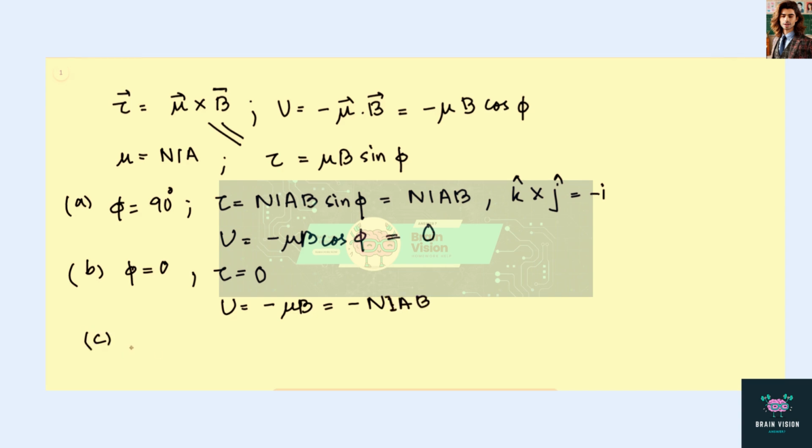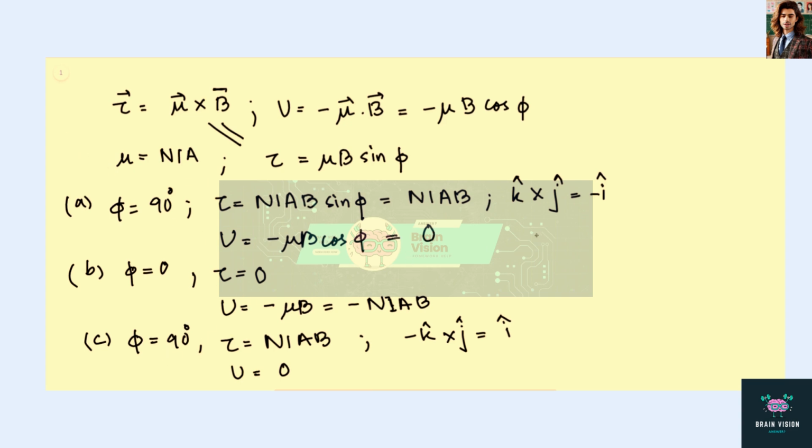For part C, phi is 90 degrees, so tau is going to be the same as here, except the direction will be negative k cap times j cap, because here the direction of mu is along the positive z axis, while here it is along the negative z axis. This is equal to i cap, the positive x direction, and potential energy is going to be 0 because cos phi is 0.